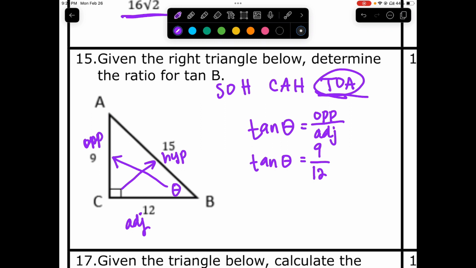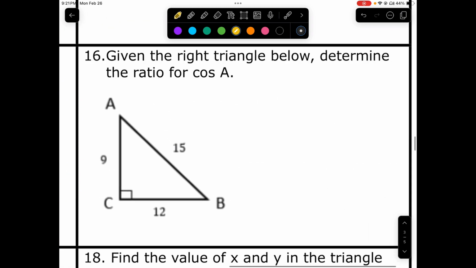We need to simplify this fraction because it's asking for the ratio. It's not asking for the angle. It's asking for the ratio. So if we simplify 9 over 12, that'll equal 3 over 4. Okay, just divide by 3. You can tell because 9 and 12 are both multiples of 3. Go ahead and try number 16.